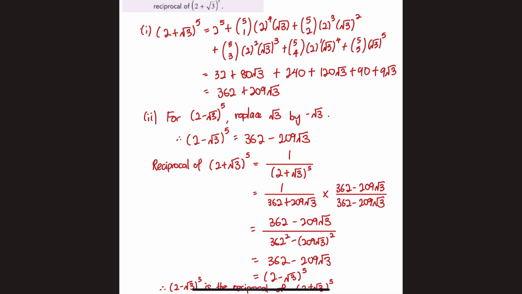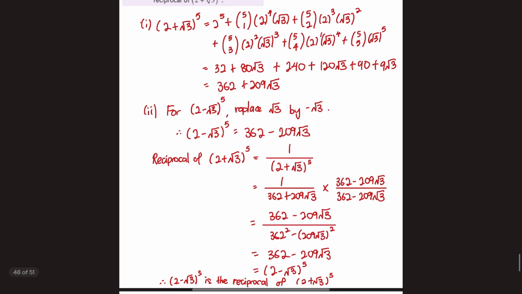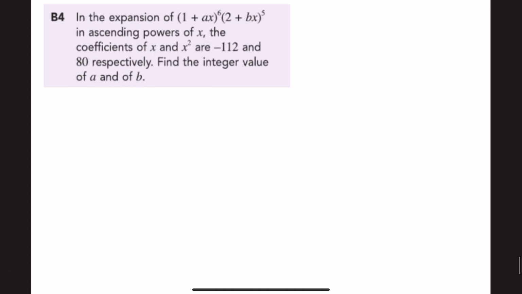Alright, so let's now quickly move on to question number 4. Okay, question number 4 here. In this expansion here, the coefficient of x and x squared are negative 112 and 80 respectively. Find the integer value of a and b. Okay, very simply, let's start by the simple expansion first. Since I'm only given coefficient of x squared, I just need to find the expansion up to x squared.